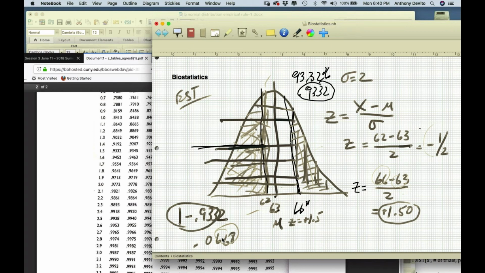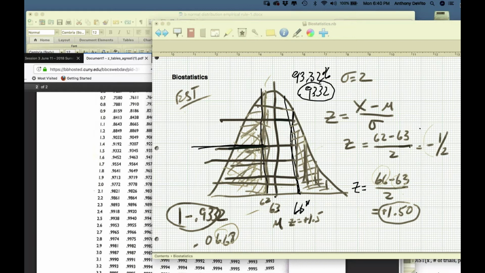Oh, I've got to kill my messages here. Let's see what I have to do for that. Okay. Hopefully this stuff goes away. Okay, so anyway, that's where we stand.